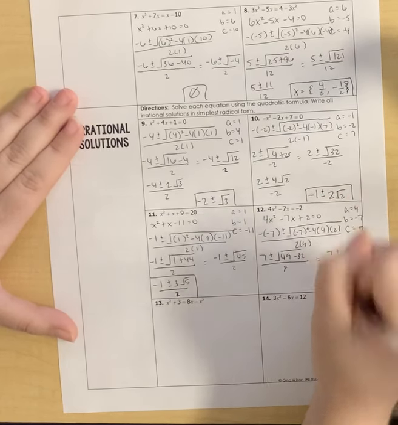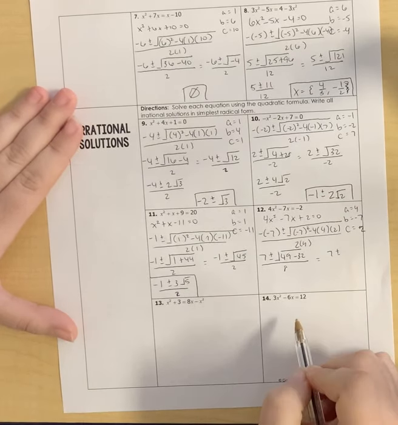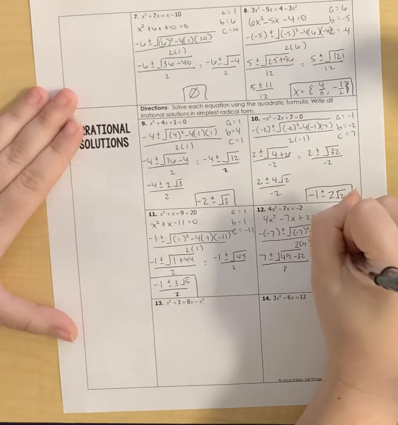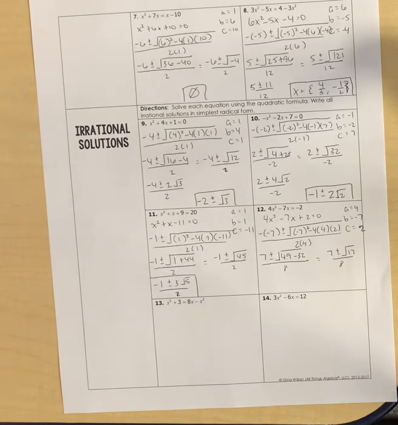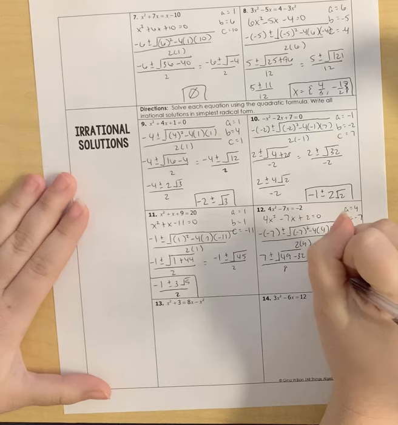So we have 7 plus or minus the square root of 49 minus 32, which is 17, over 8. Square root of 17, can't do it, and there's not a perfect square that goes into it, so that is your final answer right there.